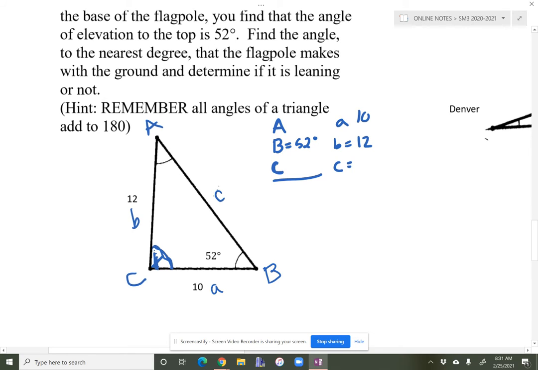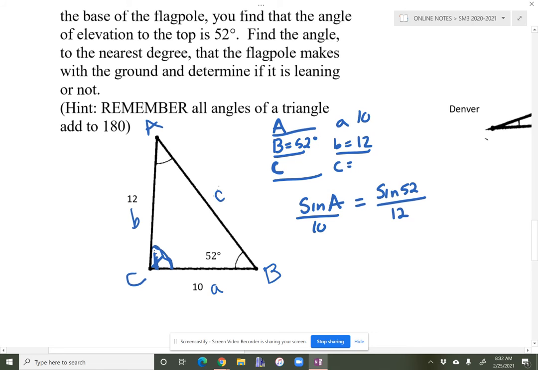So, first thing I'm going to do is look and see what I have. So, I have a pair. So that should tell me I'm going to use the law of sine. But I'm trying to find c. I don't have enough information right now to find angle C, but I could find angle A, and then find C from there, and that's what I'm going to do. So since I have a pair, I'm using law of sine, so I'm going to put sine of big A, because that's what I'm going to solve for, over 10 equals sine of 52 over 12.